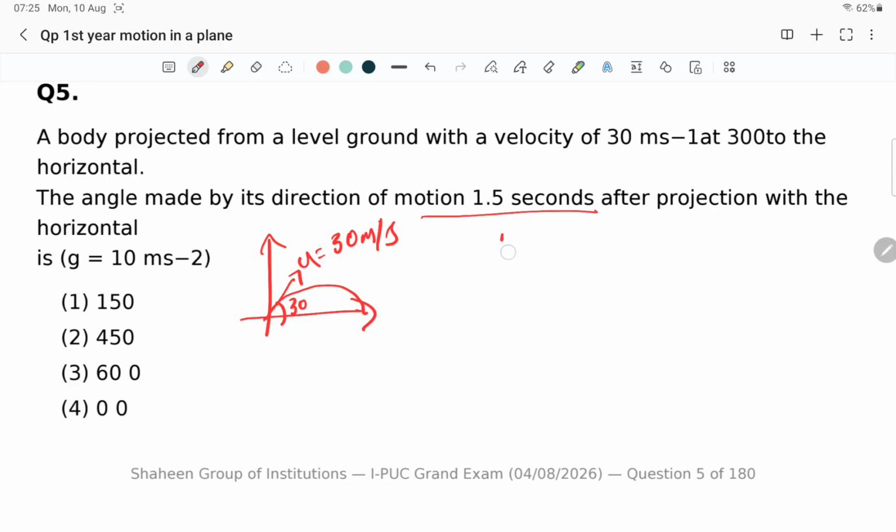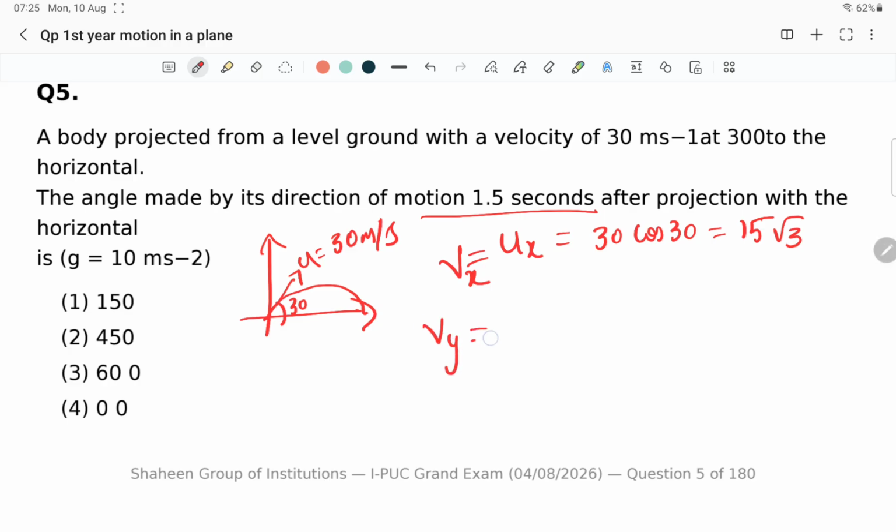So at the initial, what is ux? 30 cos 30 degrees, cos 30 is root 3 by 2. 30 into root 3 by 2, so that is 15 root 3. This can also be called Vx, because the horizontal component does not change, isn't it?